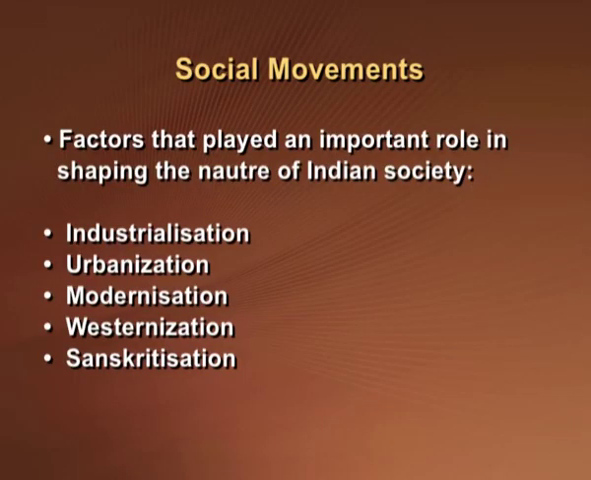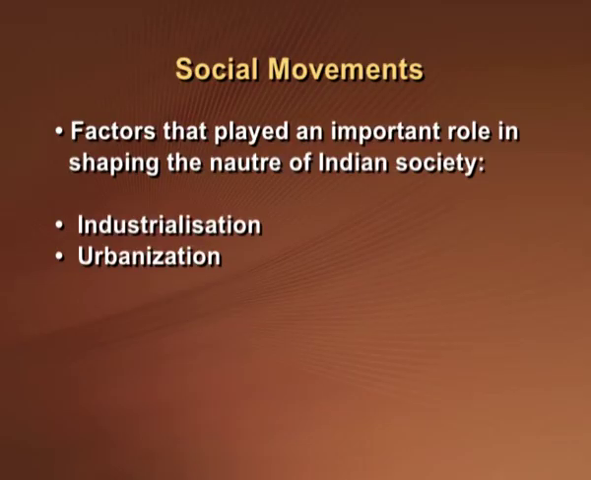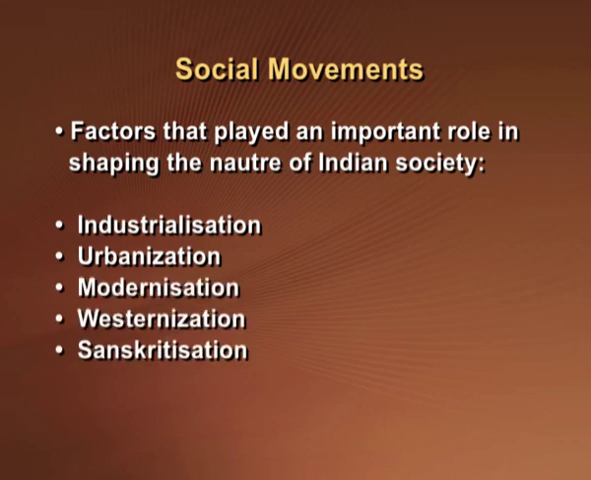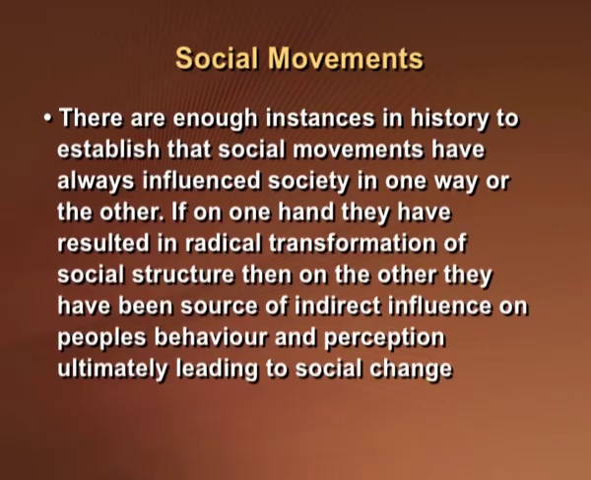If we look at India, there are many factors that have played an important role in shaping the nature of Indian society. Some of these were initiated by the British during the colonial rule, such as industrialization. Other changes followed it: the processes of urbanization, modernization, westernization and Sanskritization. Some of these changes came about as social movements, like modernization of tradition and Sanskritization. For students of sociology, it is important to understand the significance, causes and consequences of these social movements. There are enough instances in history to establish that social movements have always influenced society in one way or the other.